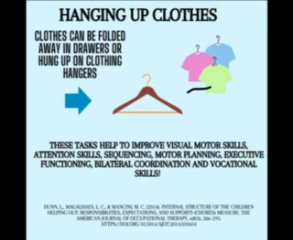All these tasks that are involved in doing laundry are great ways to improve visual motor skills, attention skills, sequencing, motor planning, executive functioning, bilateral coordination, and vocational skills as well. So try this at home.